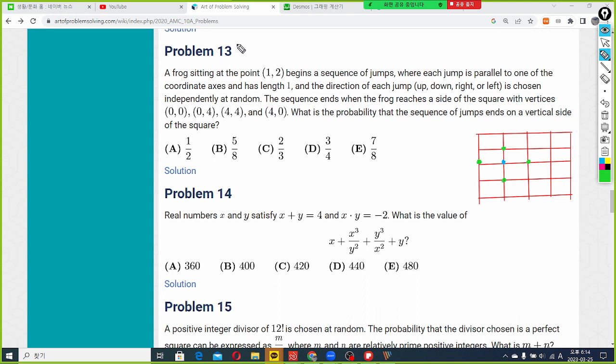Yep, so in number 13, the frog starts from this blue point, and let's say he jumps to the left, and he reached the vertical side, so now he succeeds. So the probability for jumping to the left is 1 over 4 because there are 4 directions.